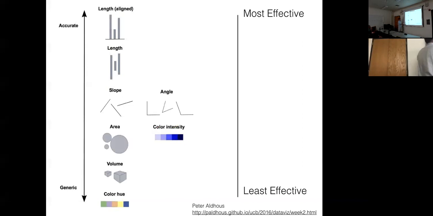In some regards, area and color intensity are about equal in terms of people's ability to decode, and they are better than volume. People do not do well with volume. Why? Because area is squared, this is cubed. Good grief. And then we can do color hue in some regards. We can pick that up as long as the colors are actually done.